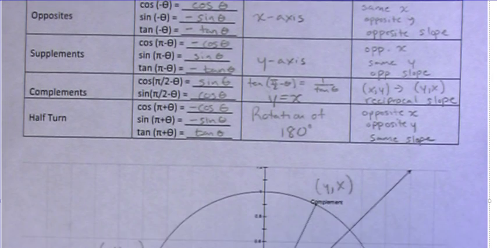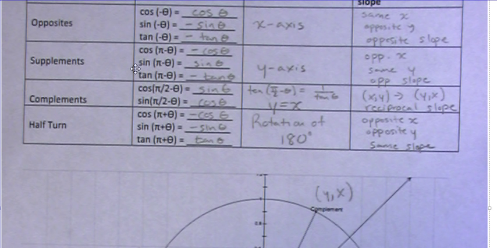The supplements theorem. This is one of the ones that is tricky. So we have the cosine of pi minus theta is equal to the opposite of the cosine of theta. So those are the x-coordinates. This was a reflection over the y-axis, so when you reflect over the y-axis, the x-coordinates are opposite. The y-coordinates stay the same, and the slopes will end up being opposite one another.